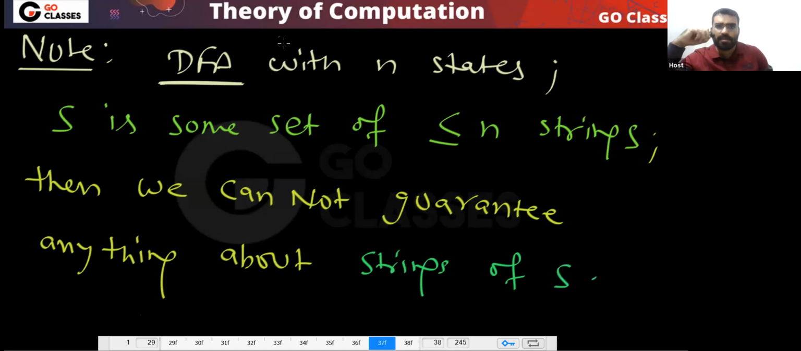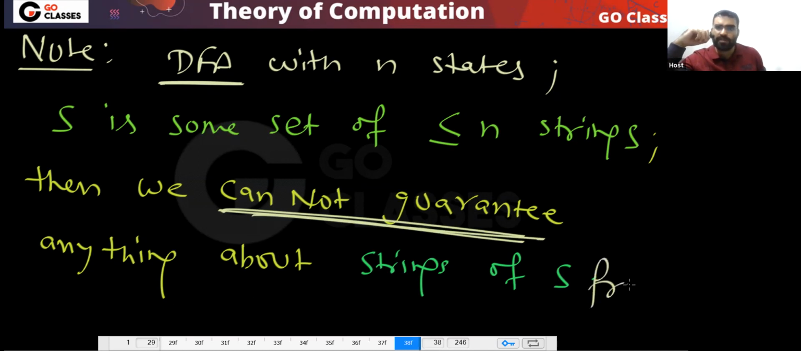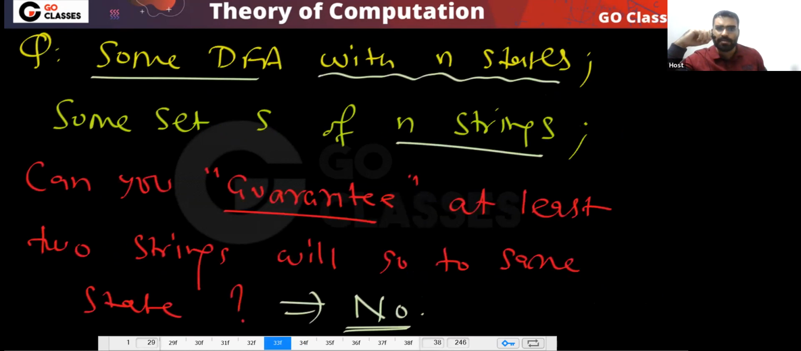Correct? Is this clear to everyone? Okay, we cannot guarantee anything. There is nothing we can say. We can say nothing, and from any state. Whatever state, not necessarily the initial state, from any state we cannot guarantee. Is this clear? They may end in the same state or they may not end in the same state.